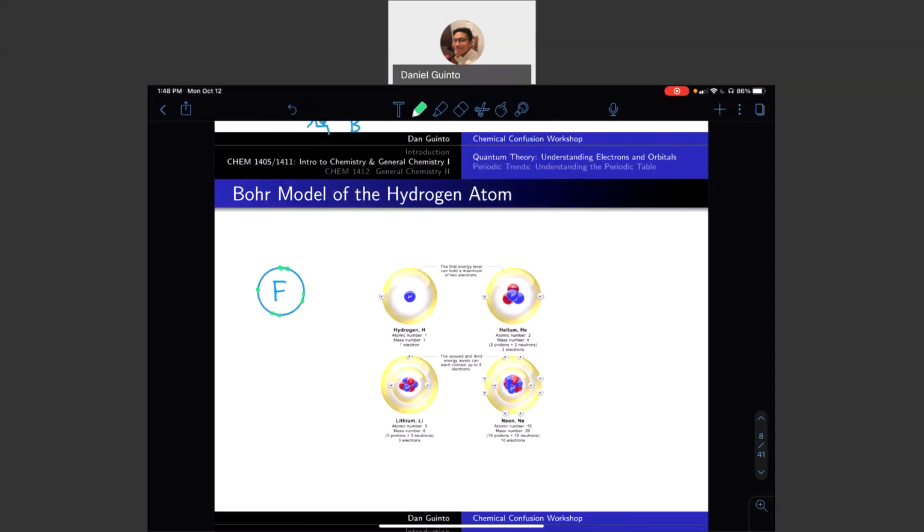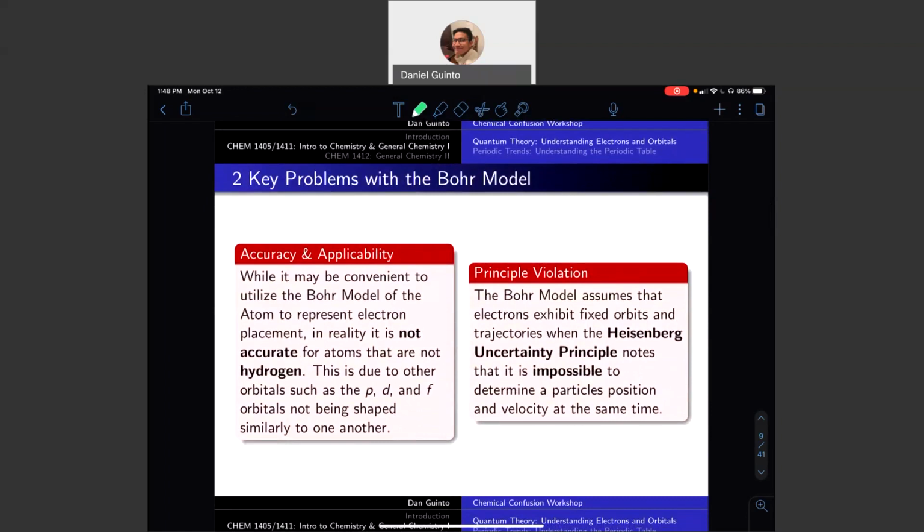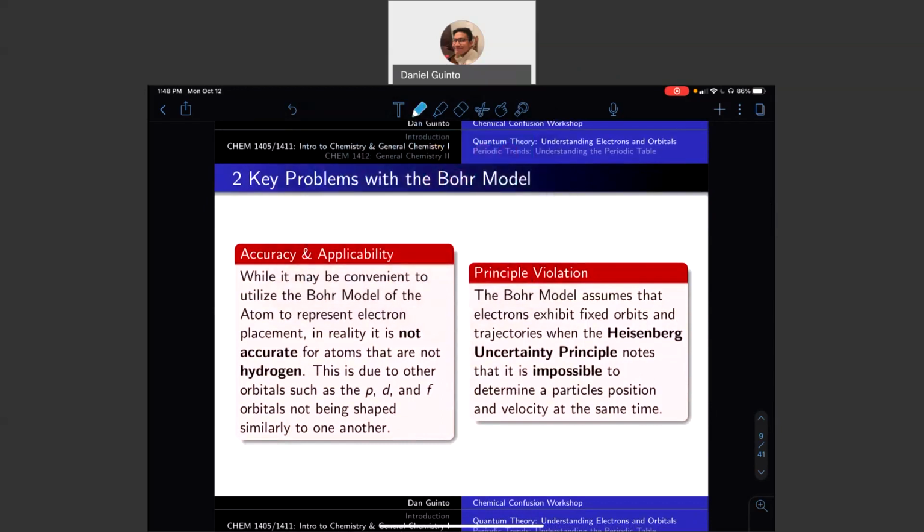But even though we represent it exactly like that, that's not how actual orbitals and shells of electrons work. Let's explore why. There are two problems with the Bohr model of the atom. The first is accuracy and applicability. While it's convenient to use the Bohr model to represent electron placement, it's not accurate for atoms that are not hydrogen. This is due to other orbitals, such as the p, d, and f orbitals, not being shaped similarly to one another. We'll go more into that when we talk about quantum theory.